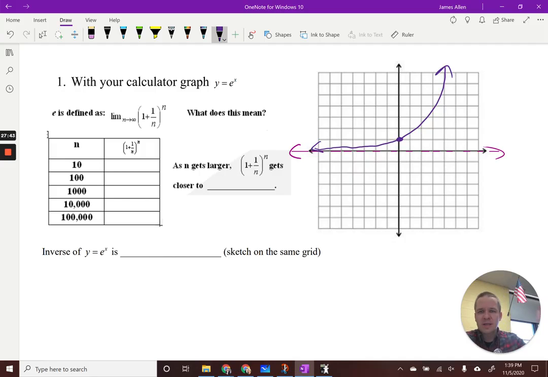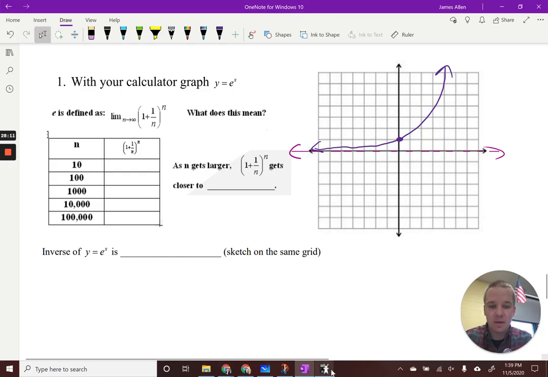Okay, so let's get to this next part. e is defined as the limit as n approaches infinity, meaning as n gets infinitely larger, of the quantity 1 plus 1 over n, raised to the n. Well, what does this mean? Perhaps we could take a look at a t-chart with some values. As you see here, we've picked 10, 100, 1,000, and so on. n is getting infinitely larger.